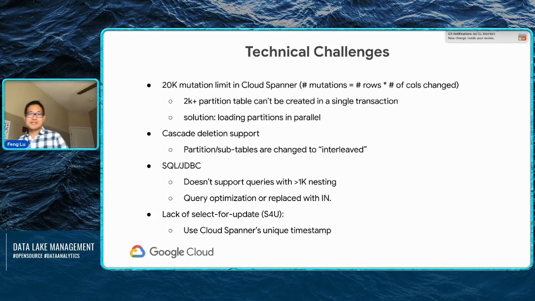On the SQL and the gRPC side, there are also some quirks. For example, the driver itself doesn't really support nested queries well. Whenever you have more than 1,000 nesting, Cloud Spanner is going to throw an error. So with that, we rely on some query optimization. Initially we wrote a very hacky solution by just replacing the nesting with an IN statement, to make it work. The last one is for supporting some of the Hive ACID tables. Because of the lack of a select for update feature in Cloud Spanner, we ended up rewriting the transaction ID logic and switched to using Cloud Spanner's unique timestamp as a monotonically increasing sequence.